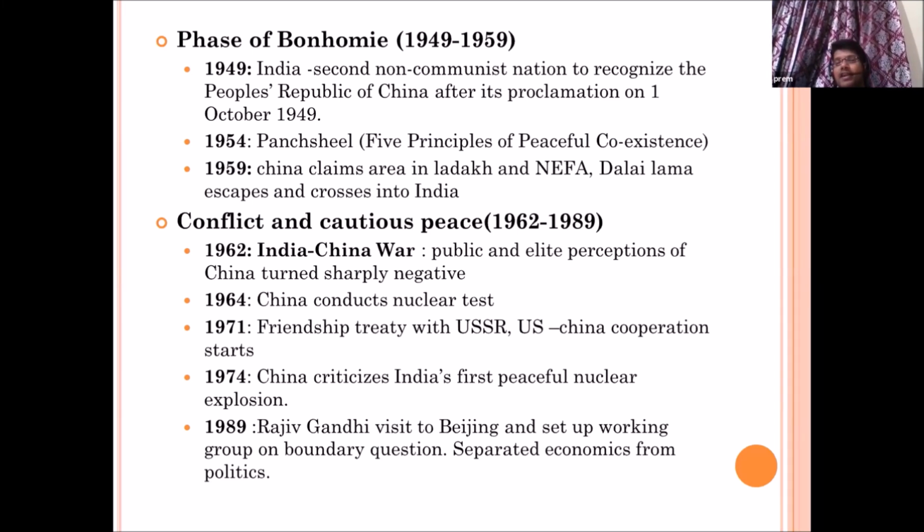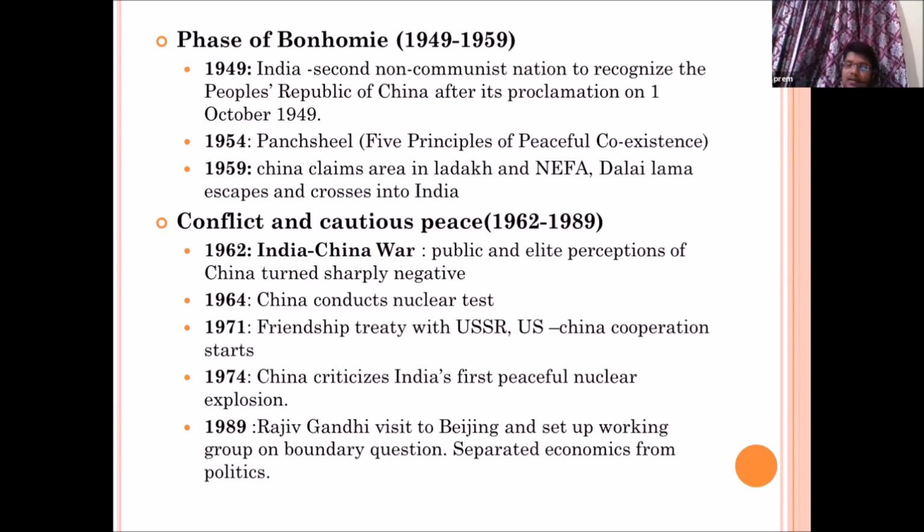Bonhomie means friendship or fondness or a kind of affection between two countries. So that is a kind of positive phase between 1949 and 59. And why this happened, I'll explain to you. Why? Because there are two important factors that are connecting India and China. What are those? First thing is imperial control.